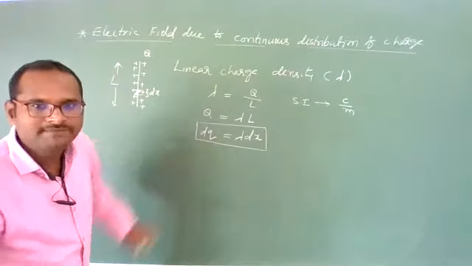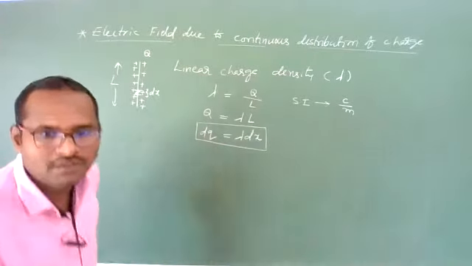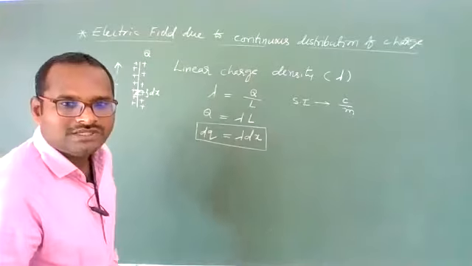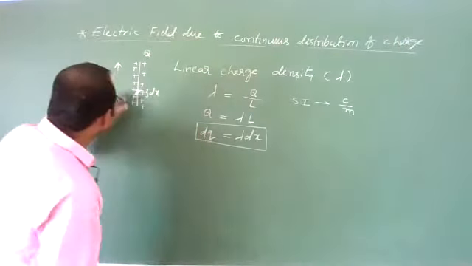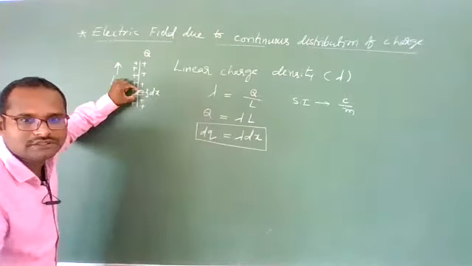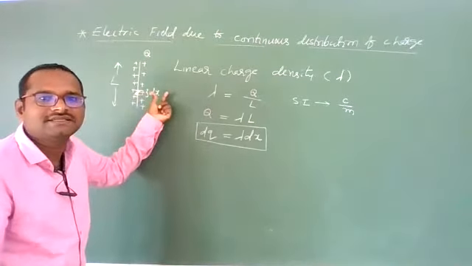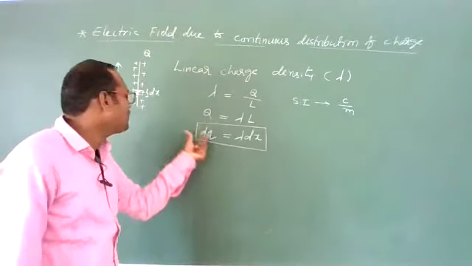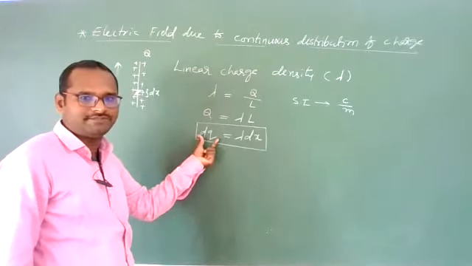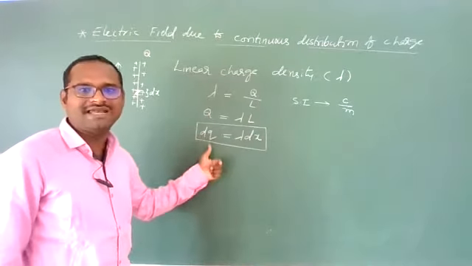Did you understand this point? So in a small elementary part of length dx, why small q? Because in this part, a very small amount of charge will be there. That small amount of charge, dq, I am writing as lambda into dx. You can write capital Q also.